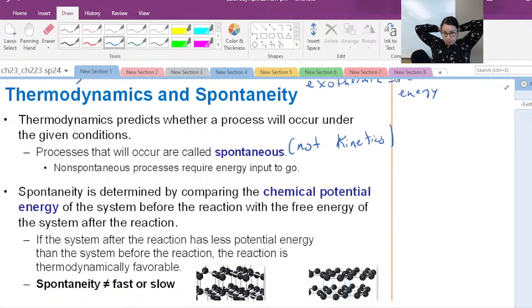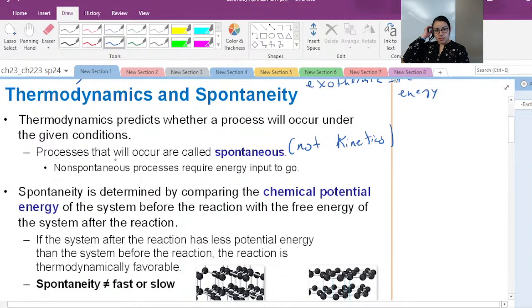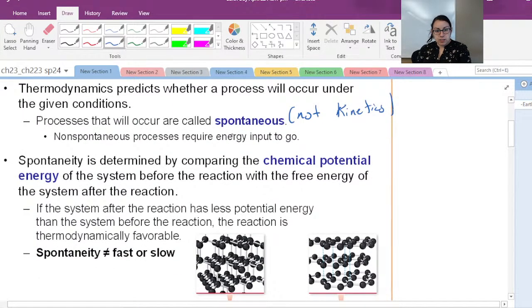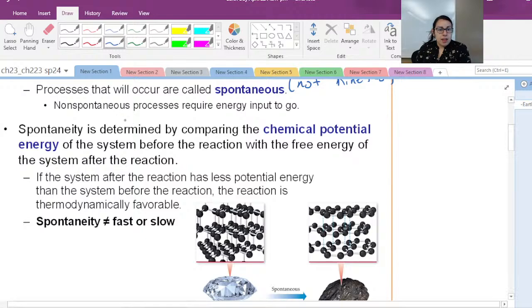And so processes that occur are called spontaneous. And then we still can have a non-spontaneous process. It just means that it requires energy input. And we'll see this again. This is where we're going to start to differentiate between endothermic, exothermic, and spontaneous, because again, it's not the same. And so spontaneity is determined by comparing our chemical potential energy of our system with the reaction with our free energy.